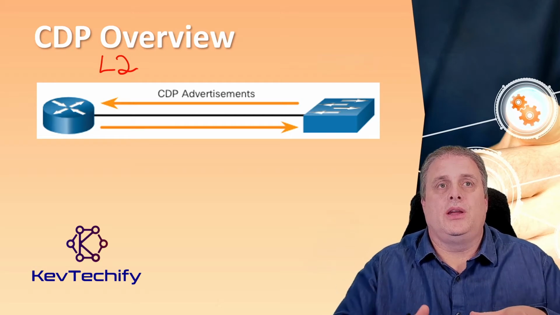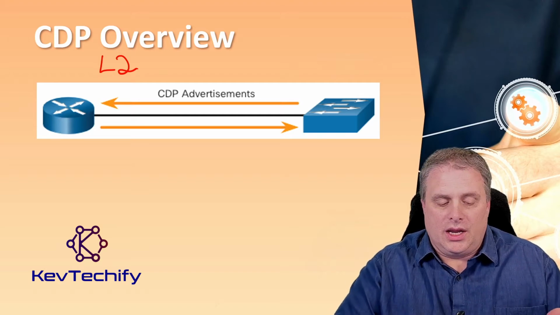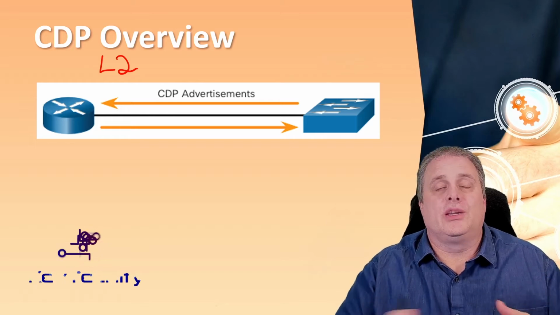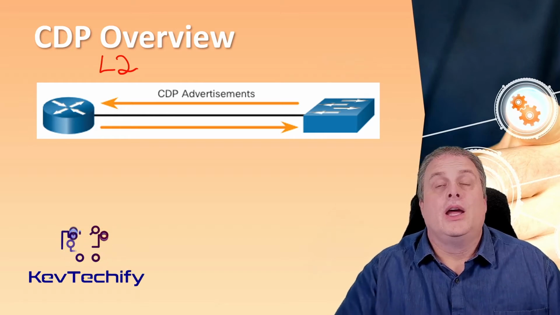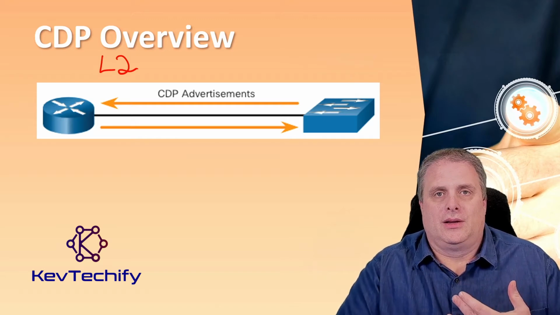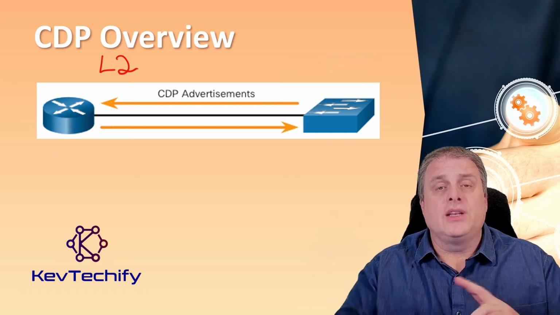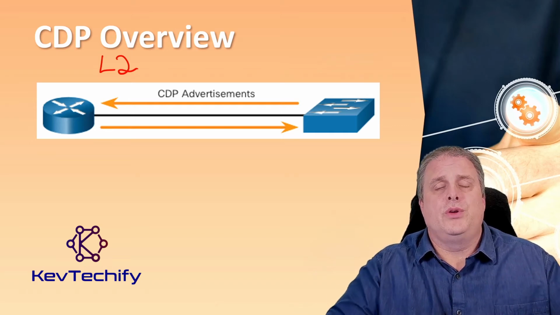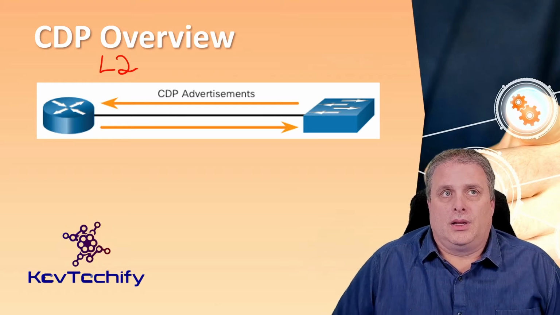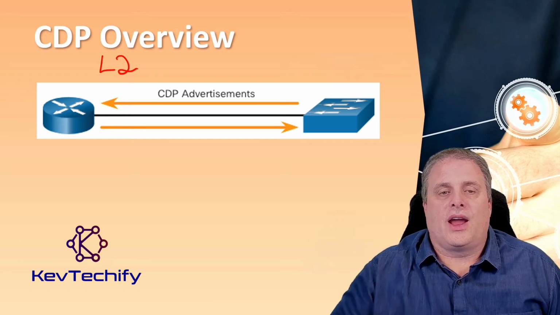Now, CDP is media independent. It doesn't matter what media you're using. It could be copper, fiber, wireless, whatever you have connecting between your two devices, it doesn't matter. It's also protocol independent, meaning if you're running IP version 4, IP version 6, it doesn't matter. This will communicate with each other on layer 2. It runs on all these Cisco devices, routers, switches, your access servers.